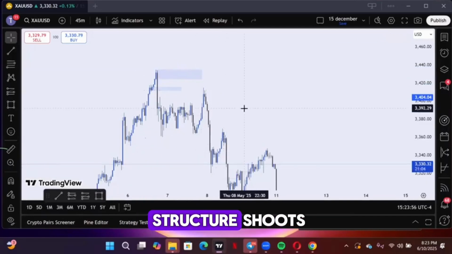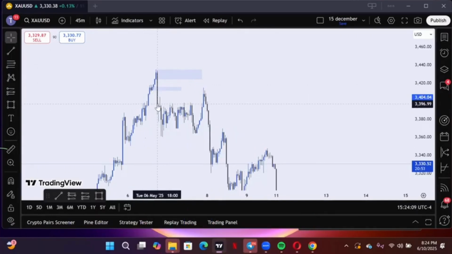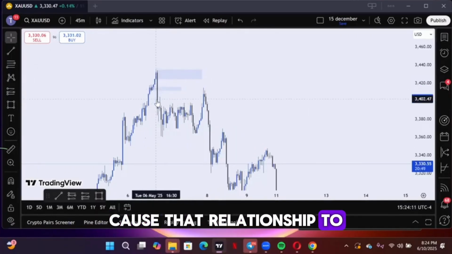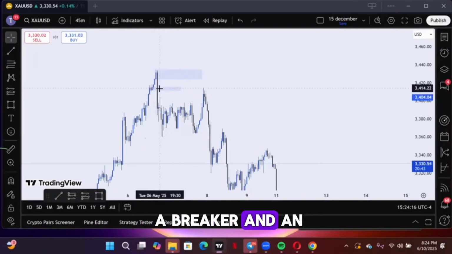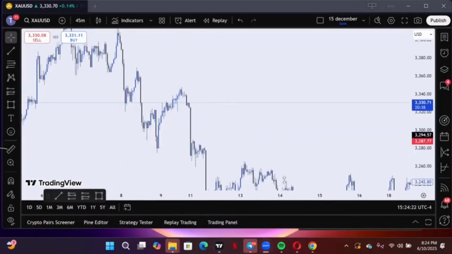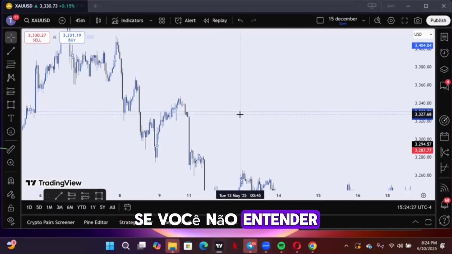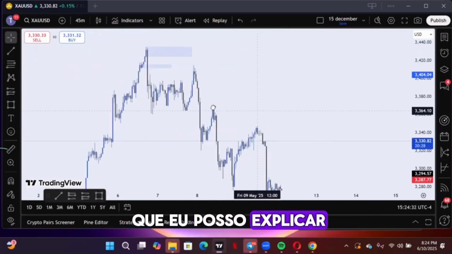Once market does a structure shift, whether to the upside or to the downside, and the candle closes, you just have to pay attention to the points of interest before that candle. As this closed here, you have to now look to the upside. So once this candle that caused that structure shift closes, now look to the upside, you'll find points of interest there. So here is a breaker and an order block. I don't know if you guys are following what I'm saying. If you don't understand, please backtest it later because I'm explaining it as simple as I can explain it.